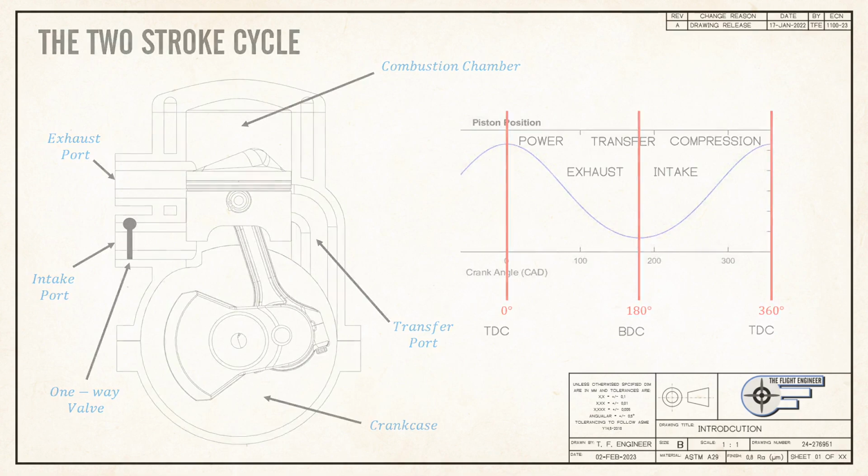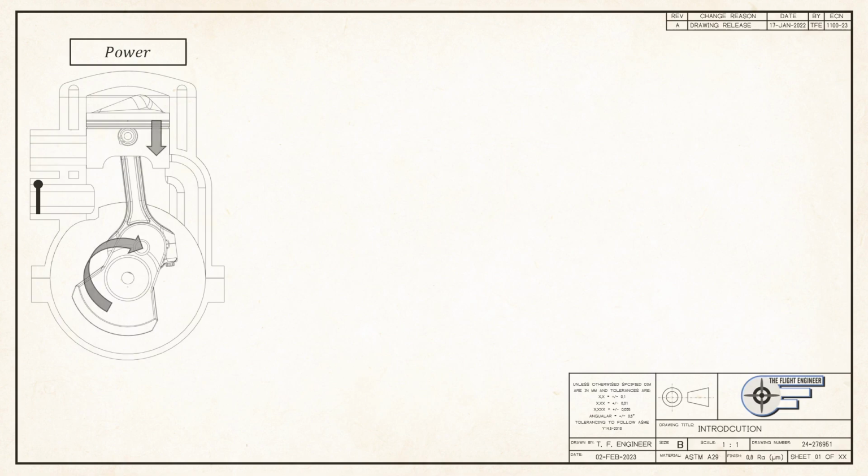We'll start the cycle with combustion being initiated in the upper chamber. Pressure and temperature rise, while burning fuel and air force the piston down. At the same time, the lower crankcase chamber is full of intake charge air.